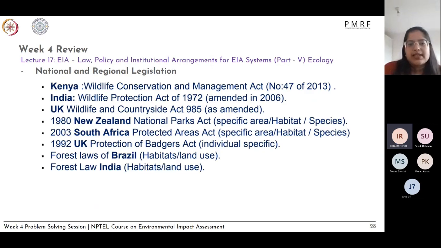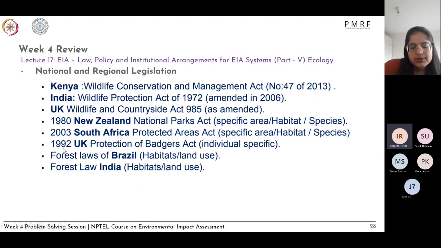And again, we have a few examples of national and regional legislation for the different countries of the world. So we have Kenya Wildlife Conservation Management Act 2013. We have India Wildlife Protection Act of 1972, which was amended in 2006. We have the UK Wildlife and Countryside Act 1985. We have the 1980 New Zealand National Park Act, which targets specific areas, habitats. We have the 2003 South Africa Protected Areas Act, which is again a specific area act, specific legislation.